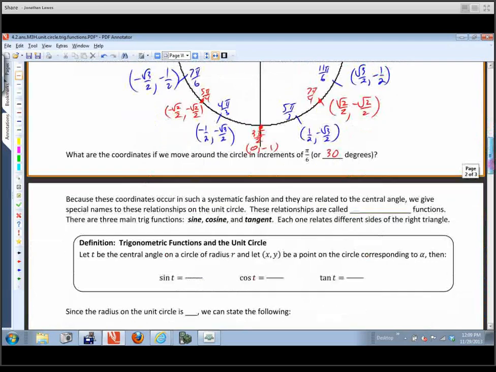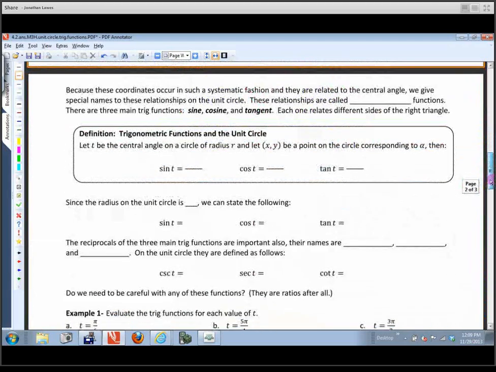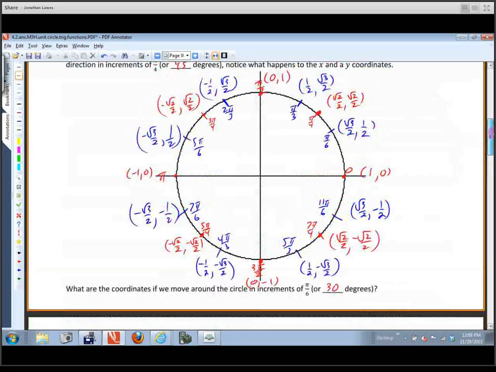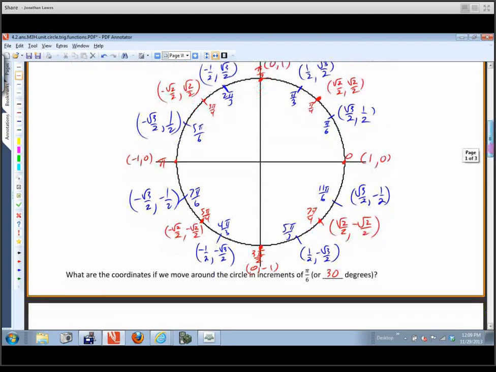Okay, if you'll go ahead and flip the page over, now we're ready to start talking about trig functions. And we're not going to be able to finish our entire discussion today, but we're going to be able to get the basics out of the way. So what we want to realize is because those coordinates on that unit circle occur in such a systematic fashion. I mean, look at the way these start at 0 and get bigger, and then they get smaller. We're talking about the y-coordinates here. And the same numbers appear over and over and over again.